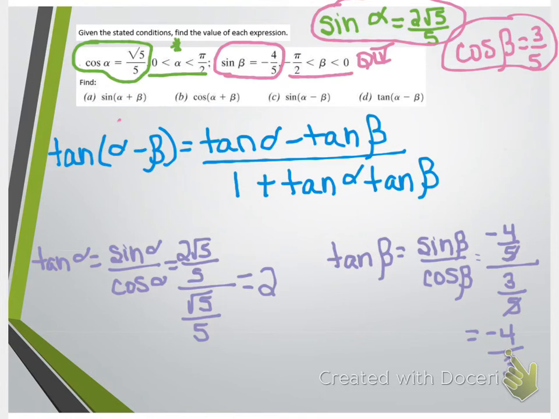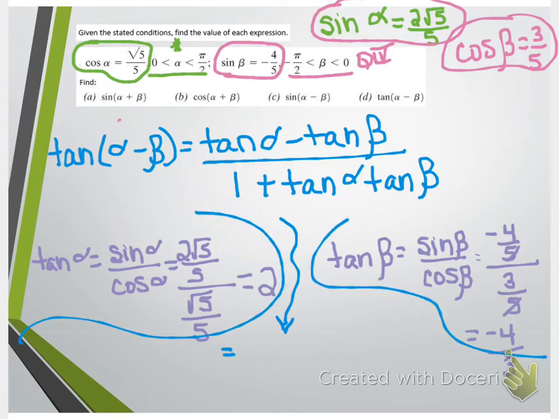Okay, so now I got to substitute all that in, and I gave myself no space to do it. Let's see. So coming down here, tangent alpha is 2 minus negative 4/3 over 1 plus 2 times negative 4/3. Yikes. Okay. All right, so this is the same as a plus.